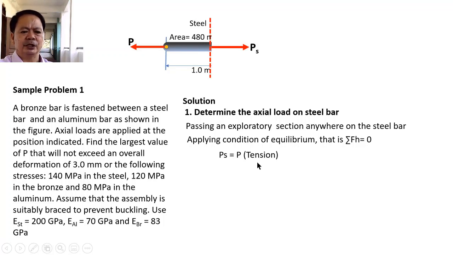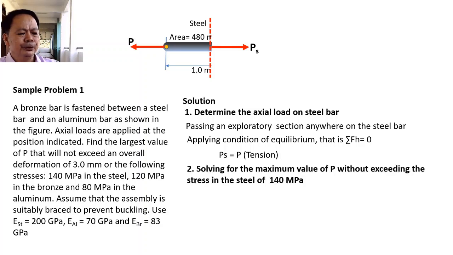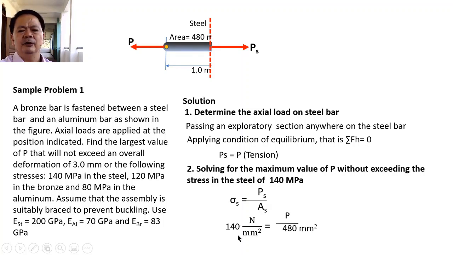Now, if the steel is subjected to tension, the steel will be somewhat elongated. So let us compute the value of P without exceeding the stress in the steel of 140 megapascal. If the stress in the steel is 140, we substitute it in the formula that stress is equal to P sub S over A. So if stress is equal to 140, the magnitude of P sub S is equal to P, and the area is given to be 480, and from here we can solve for the value of P.